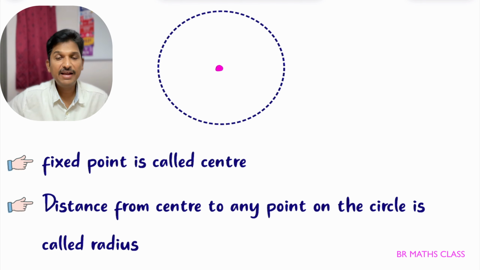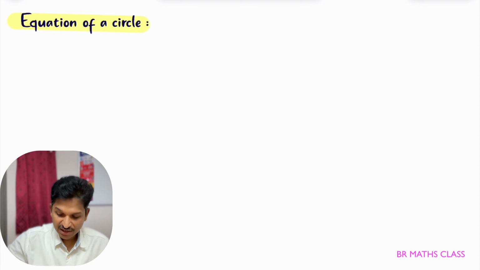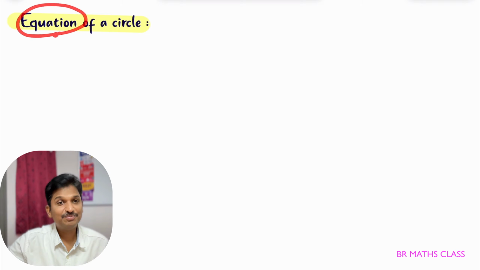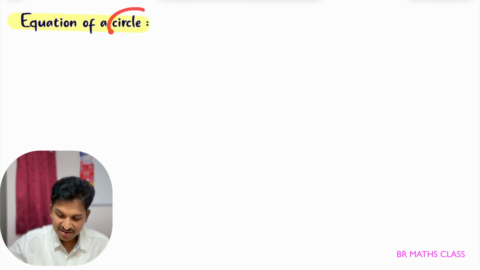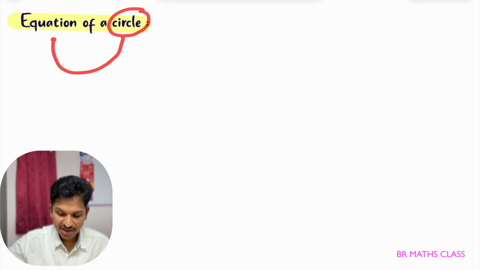Now we will learn about the equation of a circle. See, in circles, as per the NCERT textbook, the equation of the circle is the most important thing. Equation actually means algebra: linear equation, quadratic equation, cubic equation, like that. Equation means algebra. Circle means a geometrical figure. How we relate a geometrical figure to algebra, that is all about the equation of a circle.